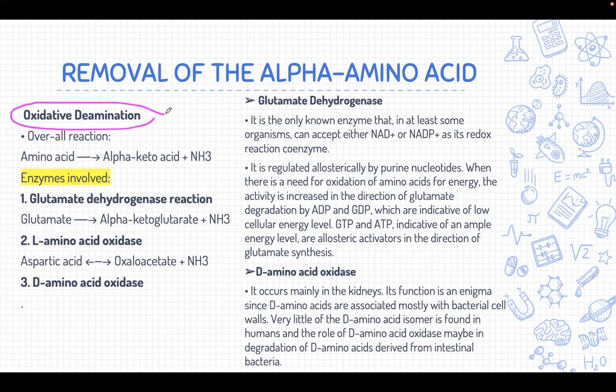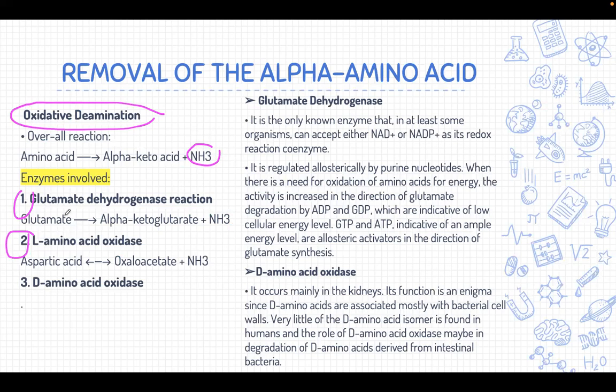The overall reaction is your amino acid will be converted to alpha keto acid plus ammonia. And then what are the enzymes involved? Glutamate dehydrogenase reaction, number 1. Number 2, the L-amino acid oxidase. And then yung mga reaction involved nandoon sa ibaba per enzyme.